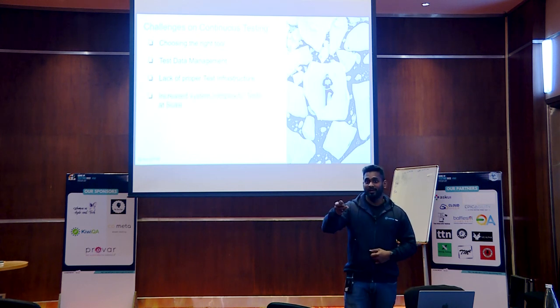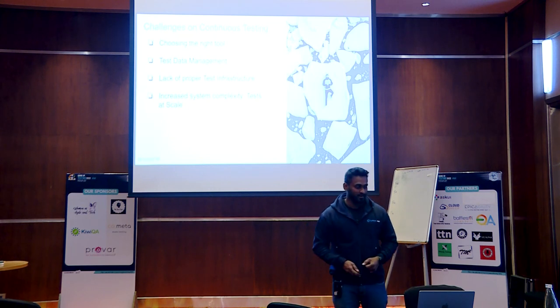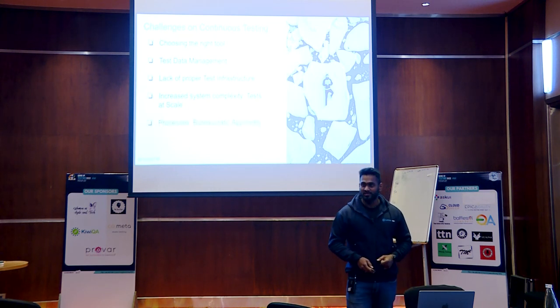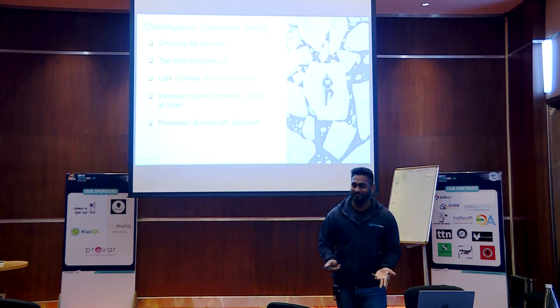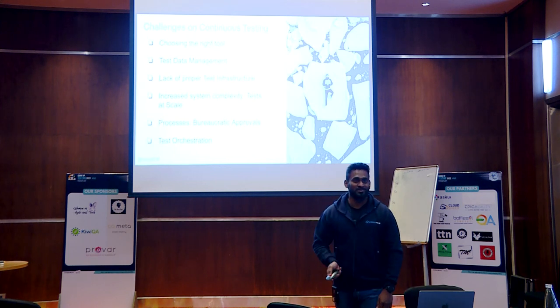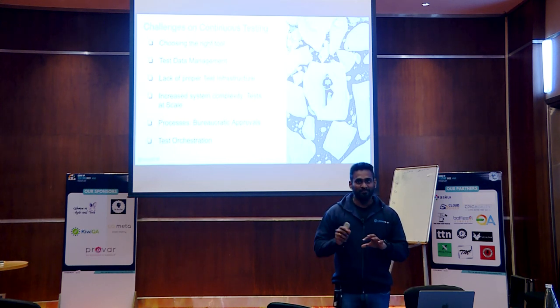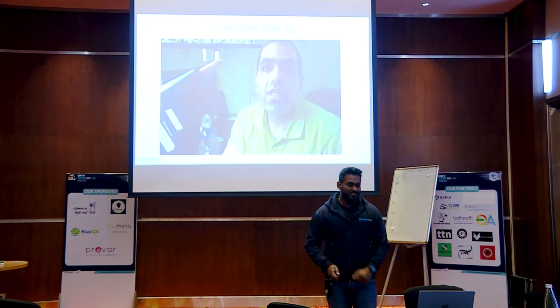And then someone spoke about a brilliant point around complexity. So increased system complexity. What happens when it evolves, right? And then we have something called processes. Bureaucratic processes, approvals. Yes, I can feel your pain. And then you have test orchestration. That might sound out of the box, but I'll explain and you'll understand the context. Now let's go one by one.